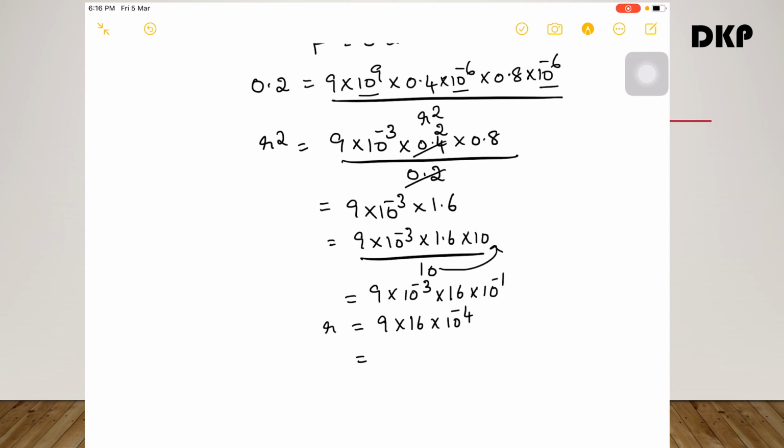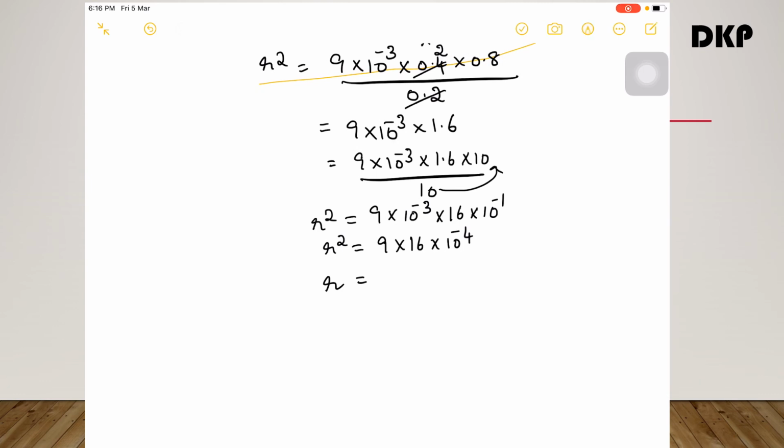This is your R square. What you have to find? You have to find R. Therefore, I can write this as root of 9 into 16 into 10 to the power of minus 4. Now remove this root.